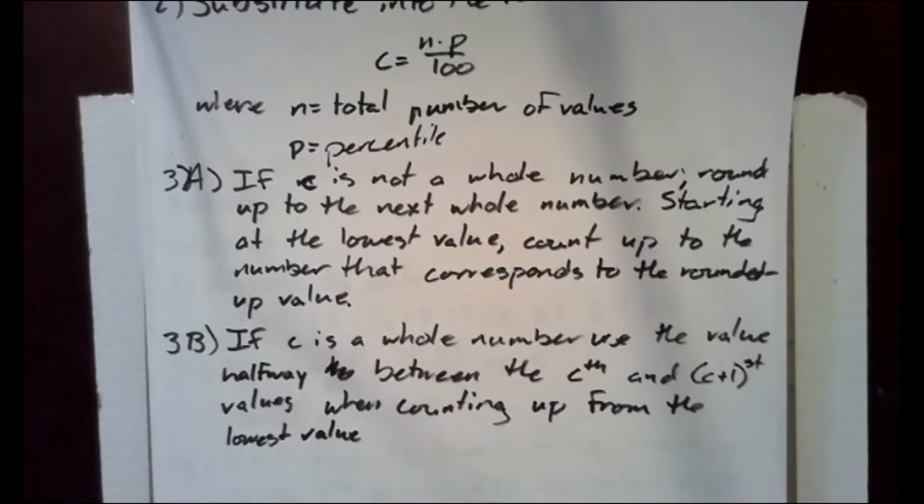Use the value halfway between the Cth and C plus first values when counting up from the lowest value to find the data value that corresponds to that percentile.